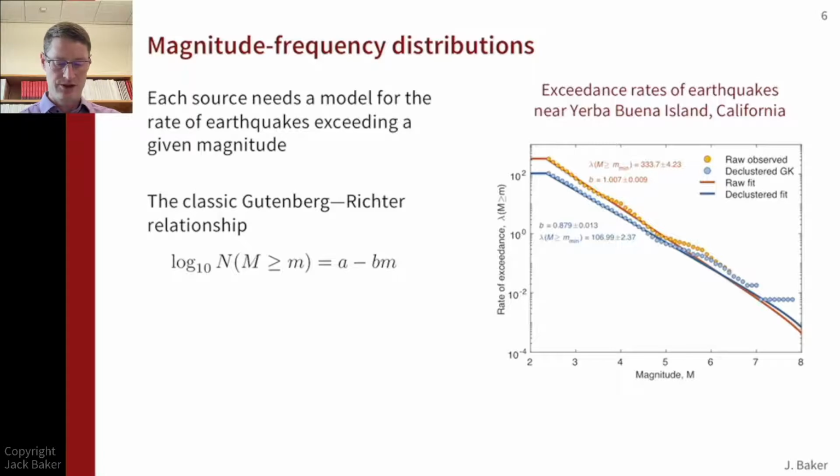And there's two sets of data here. Let's just look at the orange circles. It doesn't matter much for our discussion, but this is a set of observations near Yerba Buena Island in California, a location close to San Francisco, just as an example.